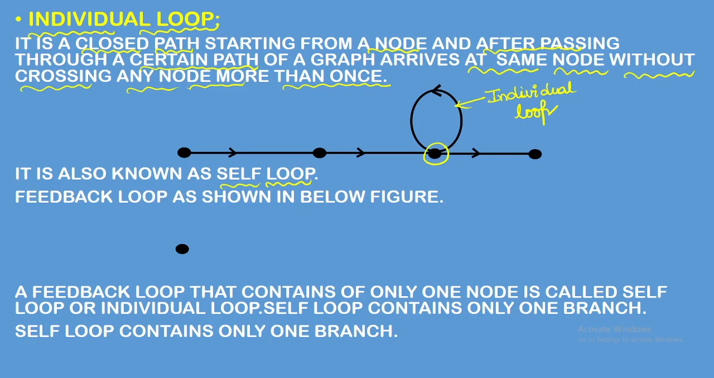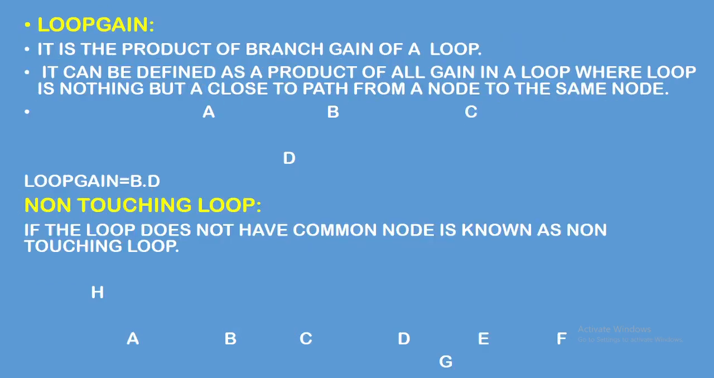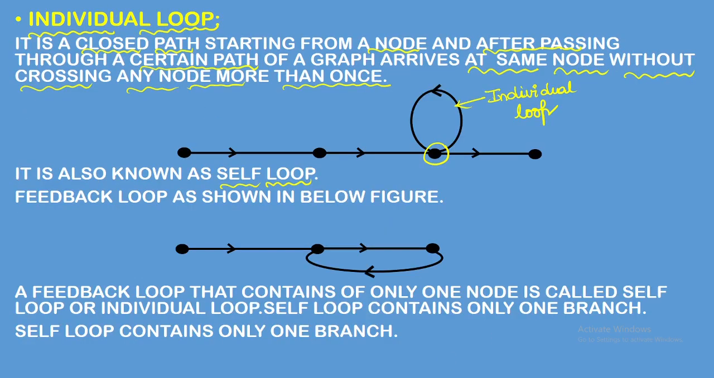So let us see another example of the individual loop. If you observe here, it is starting from this point, traveling through some certain point, then reaching once again the same node, then it is called an individual loop. The example I have shown above is called the self loop. Another name for this is self loop.